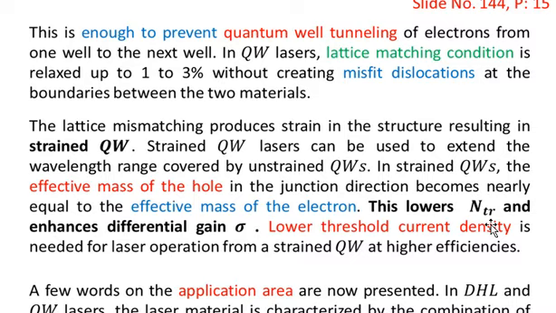This lowers the value of the N transparency, that is, the value of N at the transparent region, and enhances the differential gain sigma. A lower threshold current density is needed for laser operation from a strained quantum well, at higher efficiencies. So this is an advantage of the strained quantum well: the efficiency is much greater because of the enhancement of the differential gain and also the narrowness of the active region.